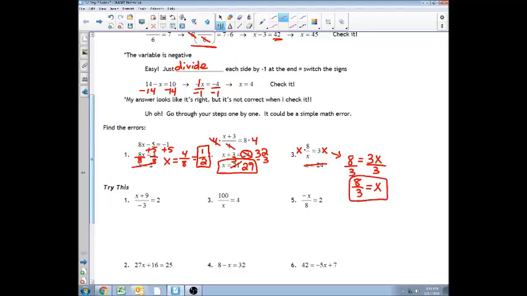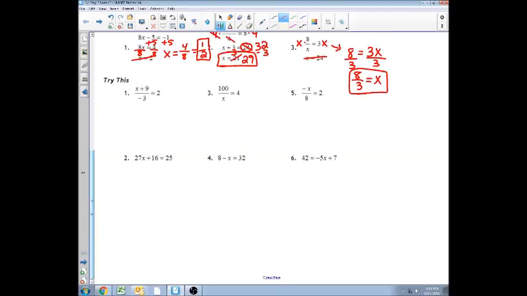What we want to do now is we want to go ahead and try these. So please try these two-step equations on your own. Pause the video, give it a shot. When you get done, go ahead and restart the video and see how you did.